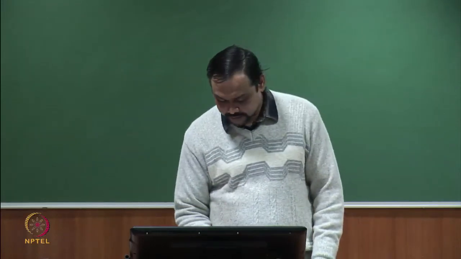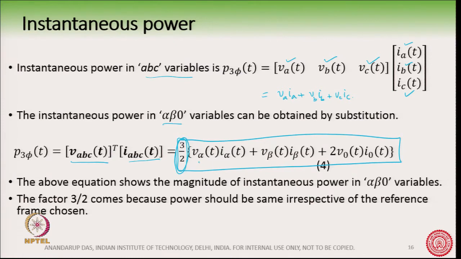So, that is one observation. The other observation is that this power is the multiplication of the voltage and the current on each axis. V alpha t is the projection of the voltage space vector on the alpha axis with time. So, V alpha into I alpha plus V beta into I beta plus 2 times V 0 into I 0. These are the 3 projections on the 3 axes, multiplied together.